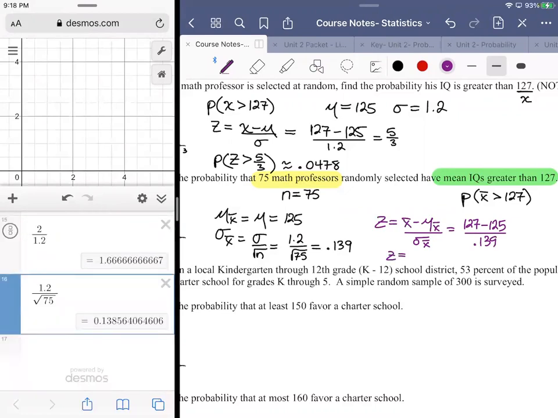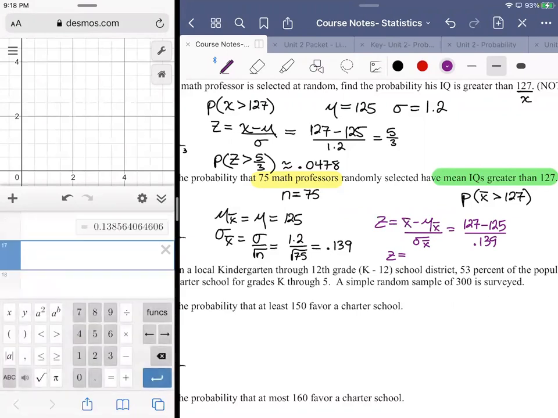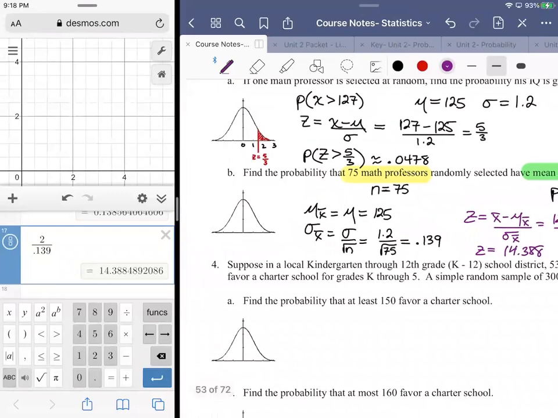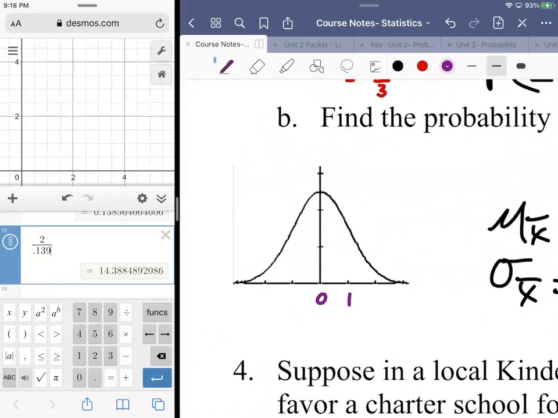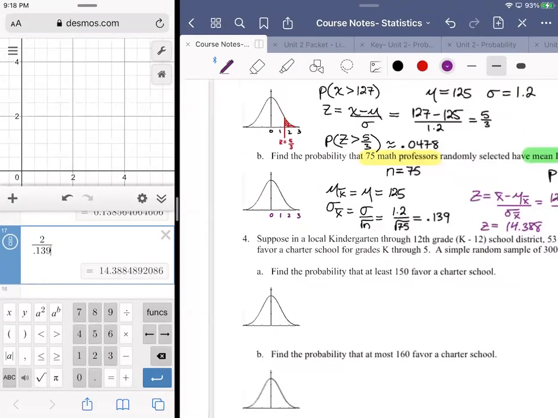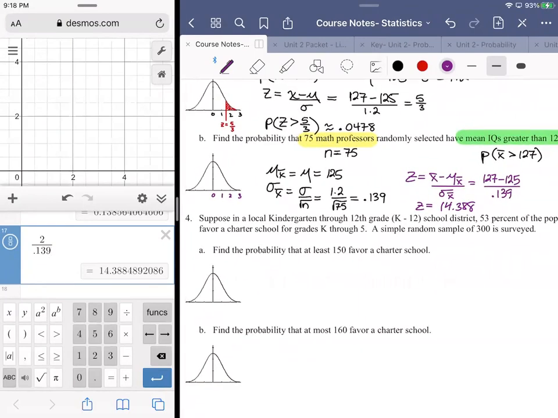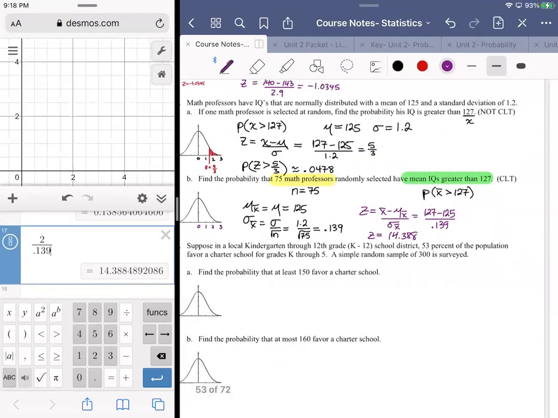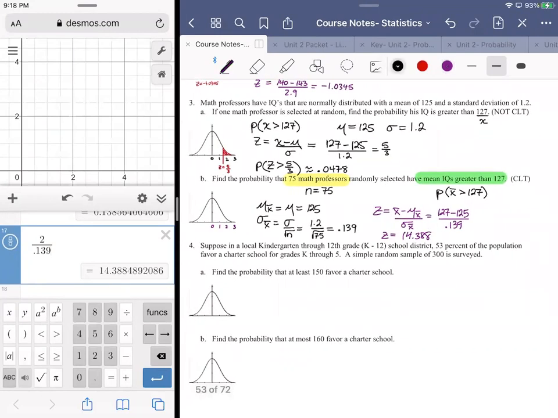So it's really 2 divided by this funky decimal. You can work with the rounded form though. So Z is, look at that, 14-ish, 388. I can't even shade this, right? This is 0, 1, 2, 3. 14's off the grid. I'm not even going to bother, right? So I'm looking at some value that's going to be so teensy tiny that it's not even going to fit on a normal curve, right?